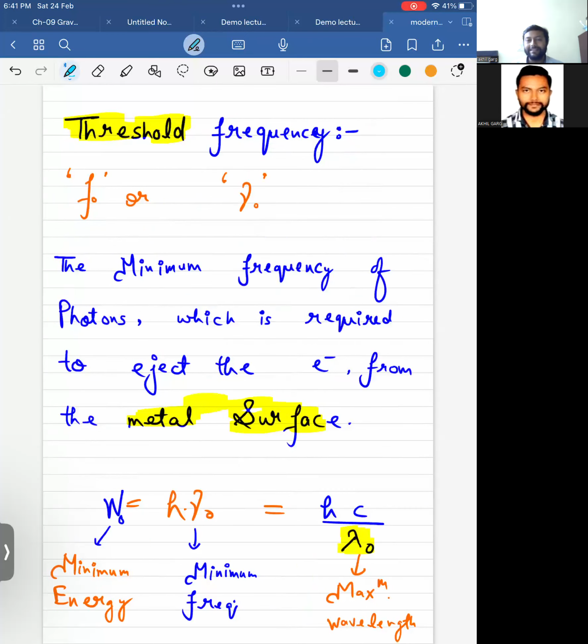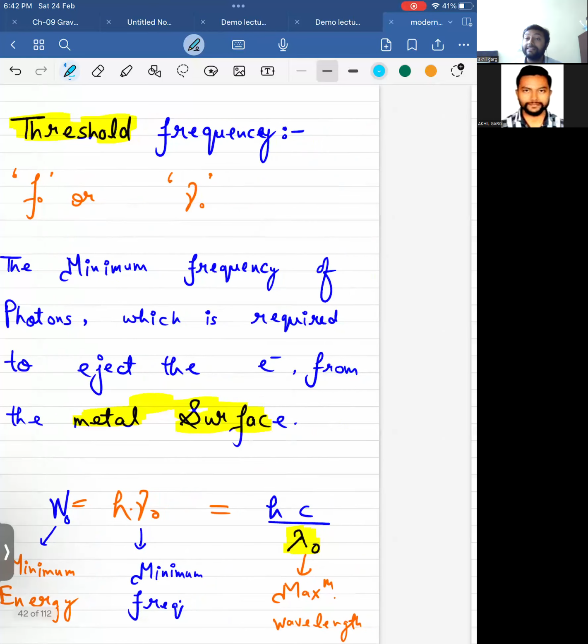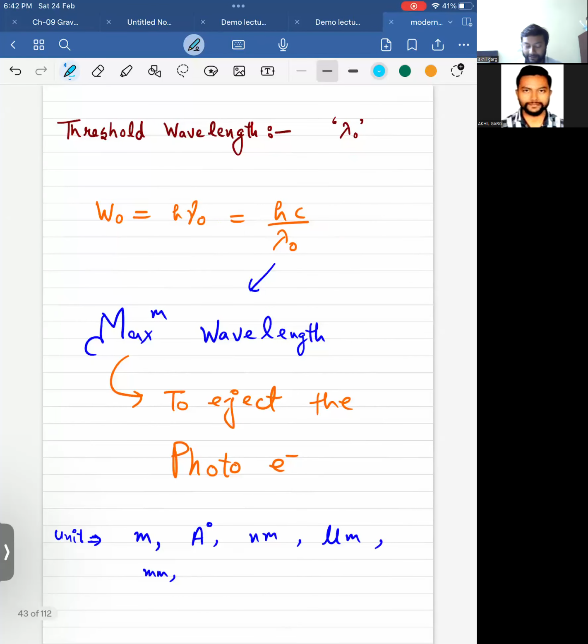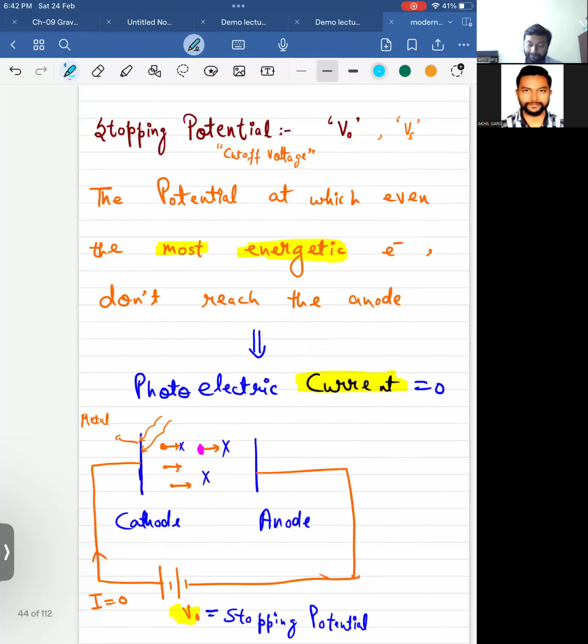What is threshold frequency? It is the minimum frequency required to eject an electron from the metal surface. Below this frequency, no photoelectric effect happens. Okay. What is h nu naught? Nu naught is given to be c by lambda naught, where lambda naught is the threshold wavelength. Threshold wavelength is basically the maximum wavelength.